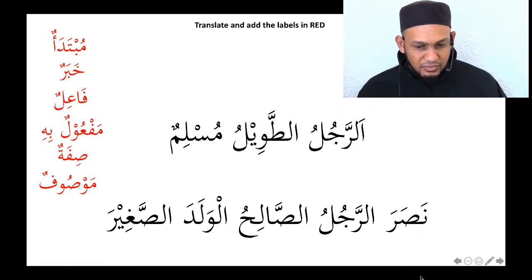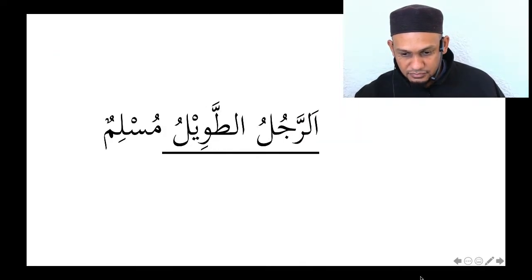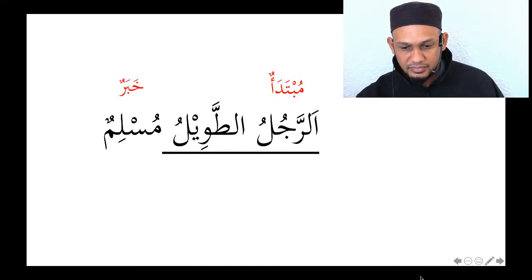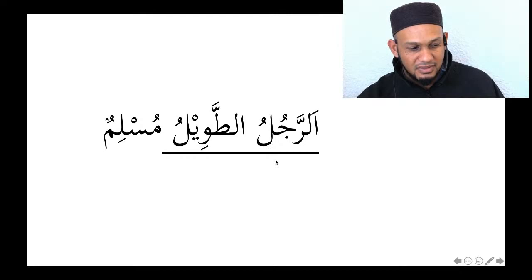So the answer for the first one is الرجل الطويل مسلم. We can see that the first 2 words there look like a Siffa Mawsuf. In other words, the second word is describing the first word, and the second word matches the first word in gender. Therefore, it looks like a Siffa Mawsuf. My labels are a bit not so clear, but anyway, that is a Siffa Mawsuf. So the first two words mean the tall man, which means that at-tawilu is the Siffa and ar-rajulu is the Mawsuf.